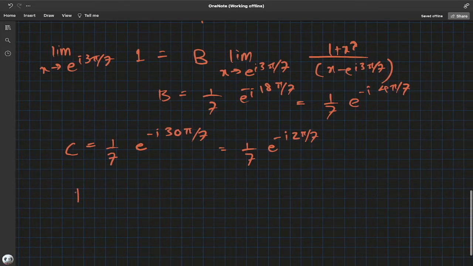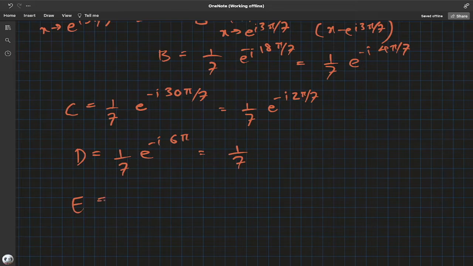And for D, nothing changes. We have e to the negative i 6 pi because we have an i pi factor, and 6 is a multiple of 2, so this just becomes 1. So you just have 1/7.